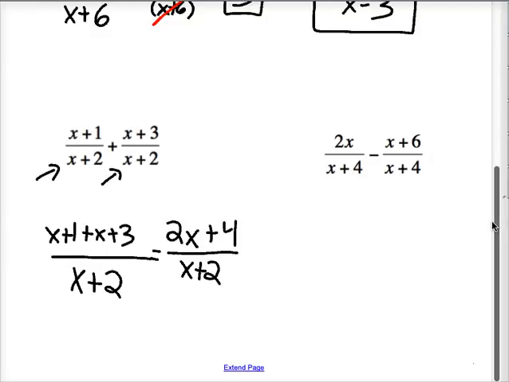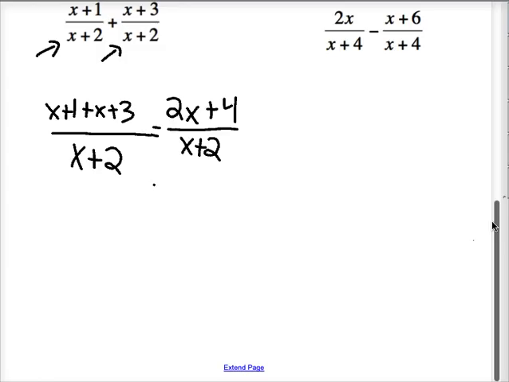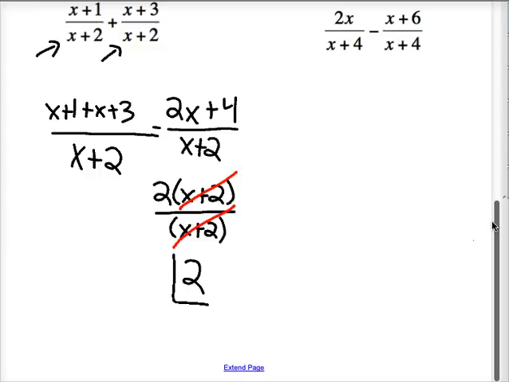Now here's another one of those cases where a 2 actually pulls out on top. I can pull a 2 out of both terms. And so in this case, it's one of those rare cases I can actually factor and then end up canceling. So my answer ends up just being 2. So again, don't be afraid to make sure you're remembering our old factor and cancel method when appropriate.